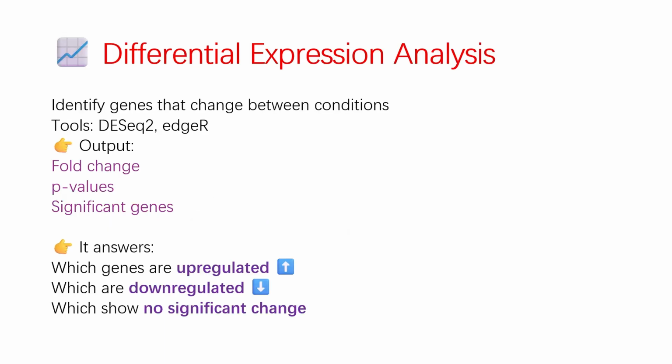Now we ask the key question: which genes actually change between conditions? Using tools like DESeq2 or edgeR, we identify genes that are significantly upregulated or downregulated. This step combines statistics and biology to distinguish real signals from noise. The result is a list of genes that may explain the differences between conditions.